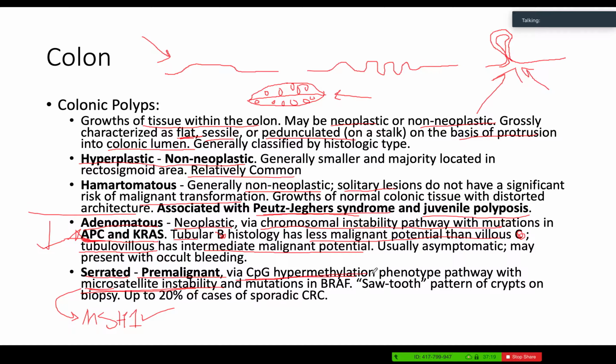All right, so CpG hypermethylation with microsatellite instability, mutations in BRAF as well as MSH1. These are all things we need to keep in mind for what's going to be our HNPCC, right? This is going to be HNPCC. Sawtooth pattern of crypts on biopsy, and up to 20% of cases of sporadic colorectal carcinoma. Okay, so not associated with family.